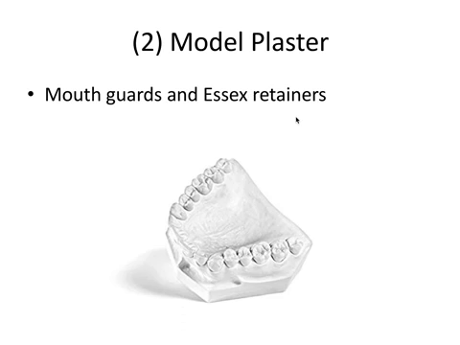Alright, the type 2 gypsum is model plaster. And so model plaster is used to make casts that we can fabricate mouth guards and Essex retainers. These are those clear plastic retainers that you use following orthodontic treatment.